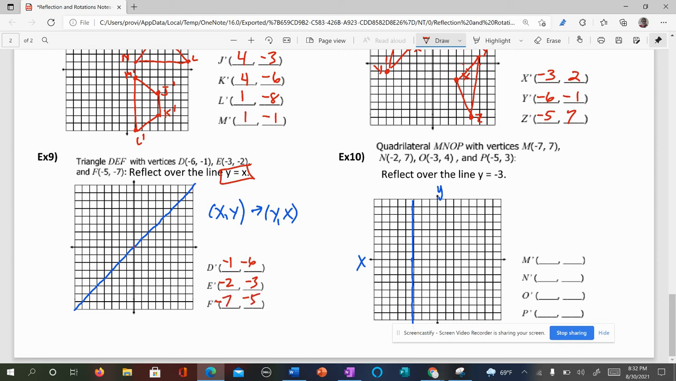All right. Let's plot the first one. 1, 2, 3, 4, 5, 6. So there's D prime. 1, 2, 3, 1, 2. E. 1, 2, 3, 4, 5. 1, 2, 3, 4, 5, 6, 7.